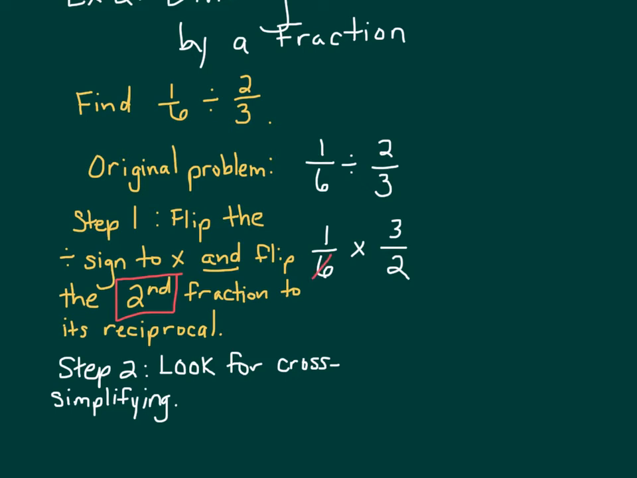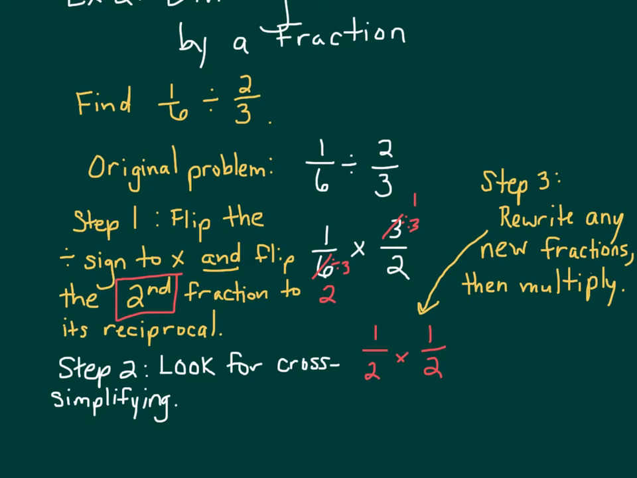So if we divide both of these by 3, then this 3 up here will become a 1, and this 6 divided by 3 will become a 2. And we'll always remember to rewrite those fractions. So 1 over 2 times 1 over 2 is our new set of fractions.